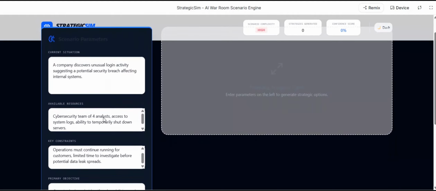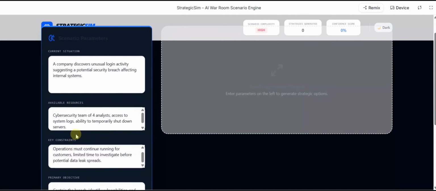Now let's move to the available resources. Here we specify the resources available. For example, a cybersecurity team of 4 analysts, access to system logs, and the authority to temporarily shut down servers if necessary. This is important because the AI adapts its recommendations based on what is actually available, not what would be convenient.